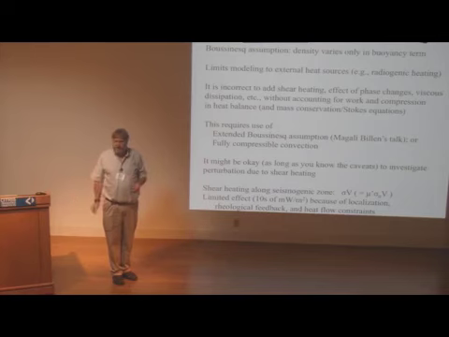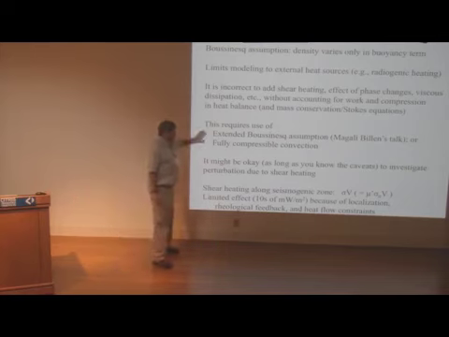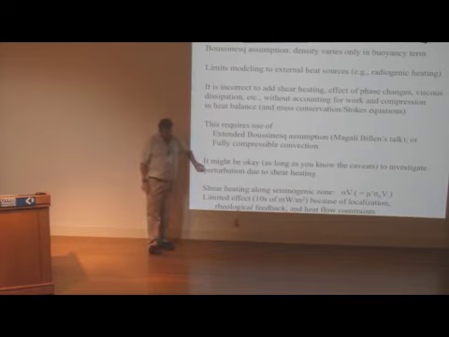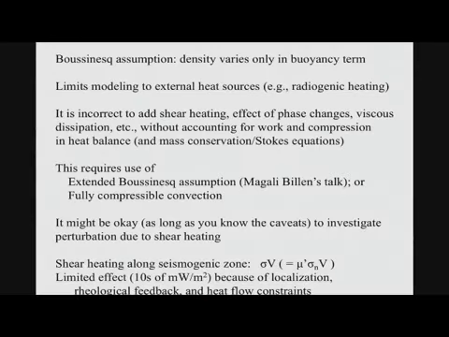Doesn't mean that people haven't done it. Actually, we ourselves are guilty of this, but there's a problem with it. Nevertheless, I think it's okay if you know the caveats, and you can see this as a perturbation problem rather than a full, accurate solution. You can probably look at things like shear heating that might happen along the seismogenic zone and see what the effects are. Shear heating itself is relatively easily described.